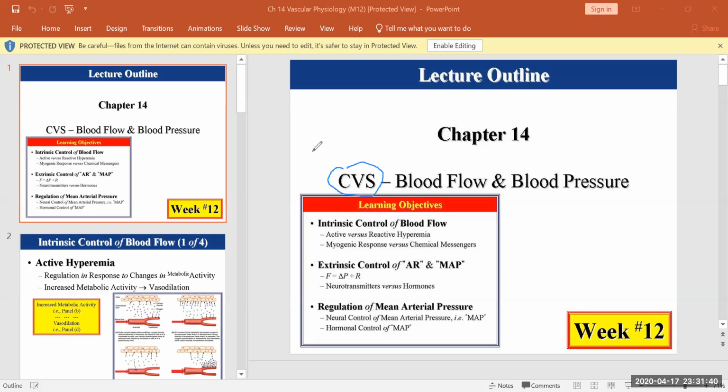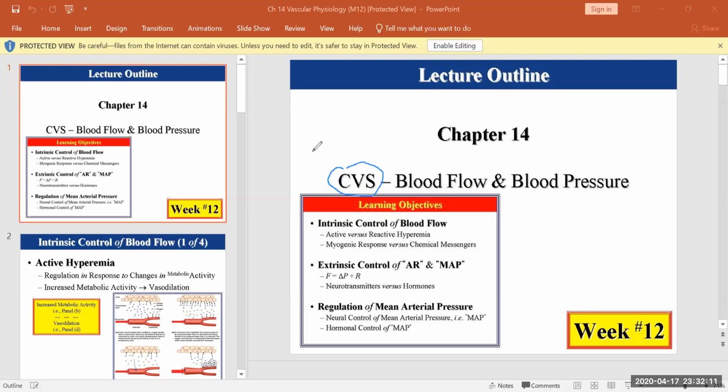So in chapter 13, we were basically looking at how the two components of the heart, the electrical component and the mechanical component, were being controlled and affected. For chapter 14, we complete the system. Now we're going to take a look at the blood vessels, the vascular beds. In other words, how is blood flowing through these vessels?